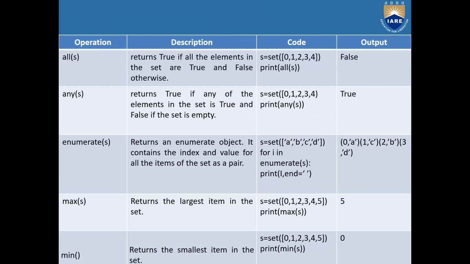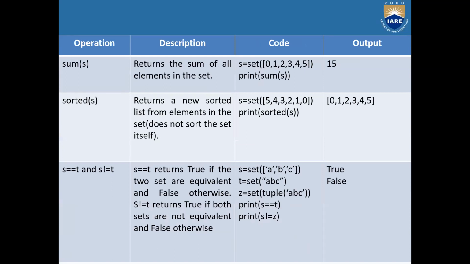First one is all, second any, next enumerate, max, min, sum, sorted, S is equivalent to T and S is not equivalent to T. That is, if the two sets are equivalent to each other, what is the resultant we'll be getting? And if both the sets are not equivalent to each other, what is the resultant we'll be getting? These are the operations which I explained to you in the last session.